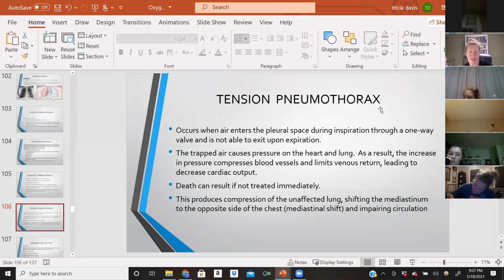You guys need to know what a tension pneumothorax is. This produces compression of the unaffected lung. You're going to have a shifting of the mediastinum to the other side of the chest, and then it's going to impair your circulation. We call that a mediastinal shift.